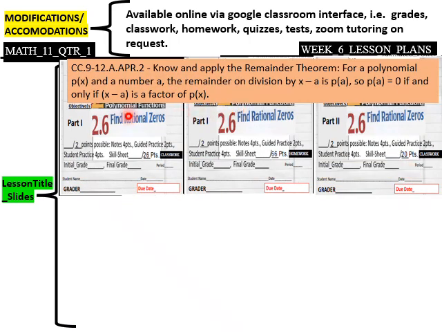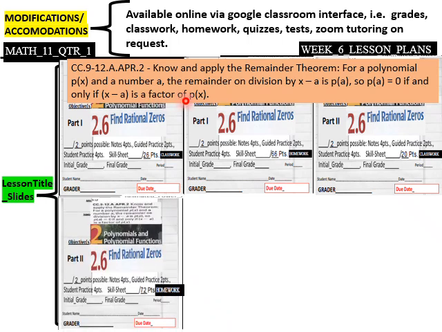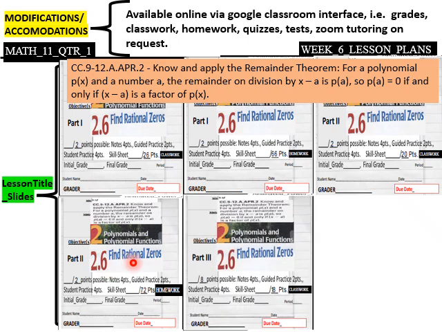And the main standard here is APR.2, know and apply the remainder theorem for a polynomial p of x and a number a. The remainder on division by x minus a is p of a, so p of a equals 0 if and only if x minus a is a factor of p of x. And then part 2 of 2.6 homework is 72 points, find rational zeros.